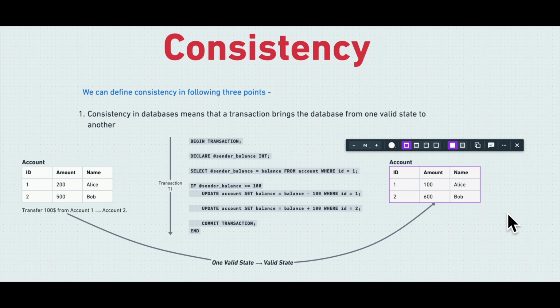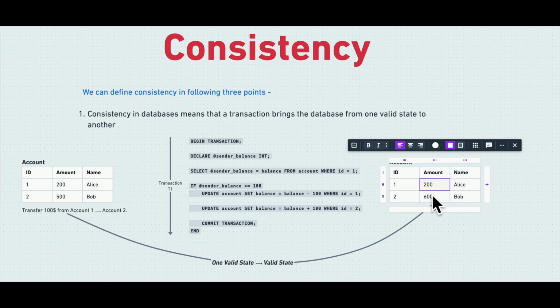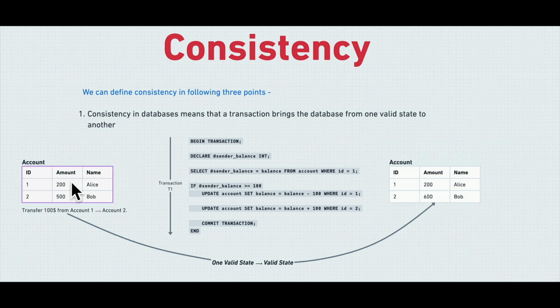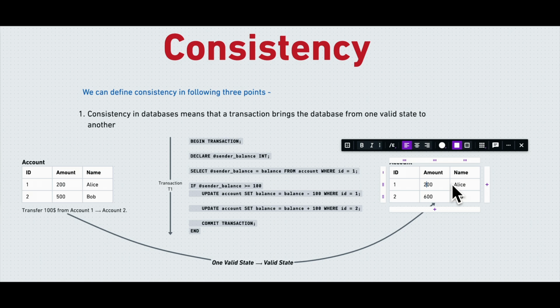Overall, this is bringing the database from one valid state to another. Say something might have gone wrong, like Alice still has $200. Now the total sum after the transaction is 800. What it should have been was 700, right? So this is from a valid state to an invalid state. Consistency guarantees nothing of this sort happens. It maintains this integrity, the data consistency, and ensures that the database goes from one valid state to another.